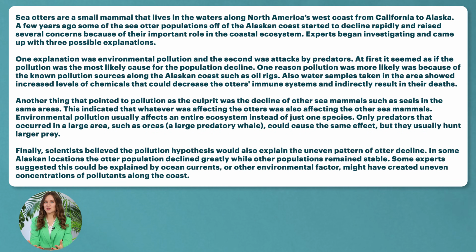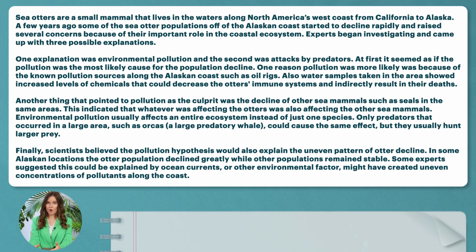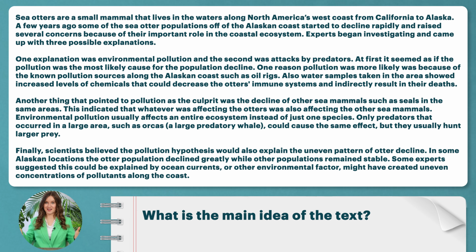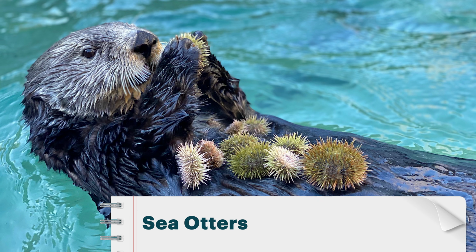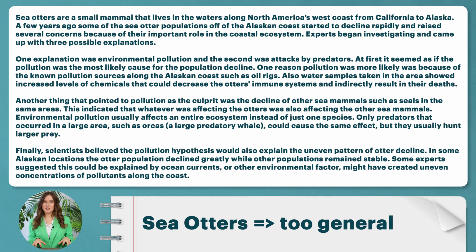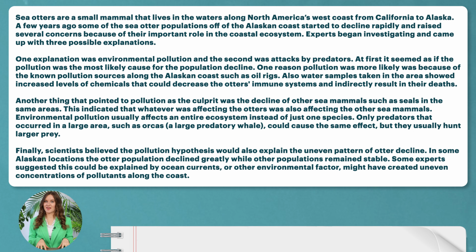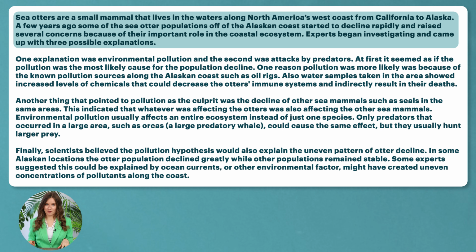The first thing you should do when working with the text is ask yourself the question, what is the main idea of the text? What is it about? As I said, it's about sea otters, but that's too general. You need to be more specific. The answer will always be in the first paragraph.